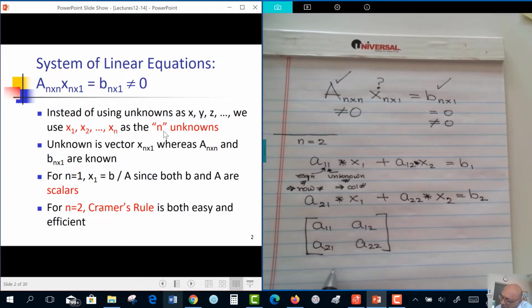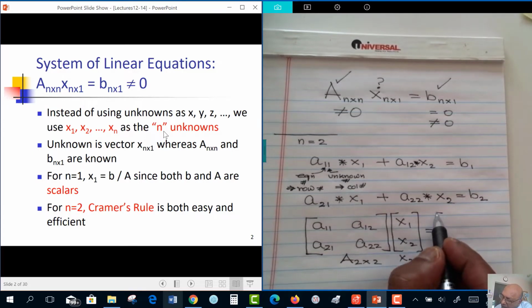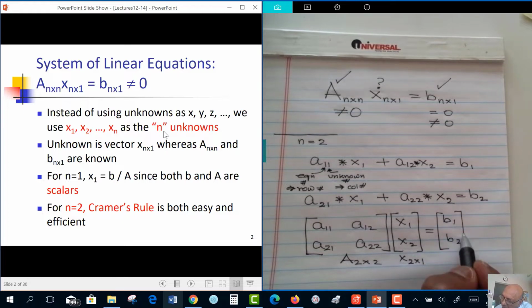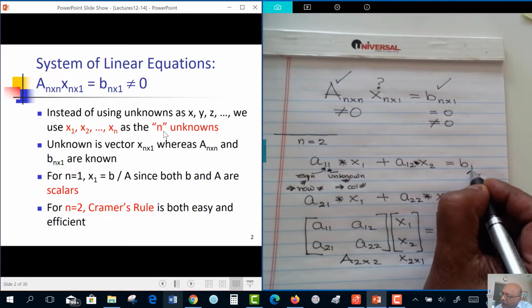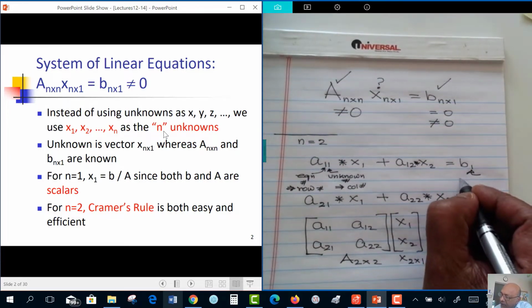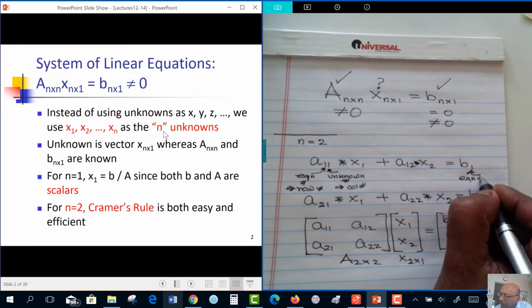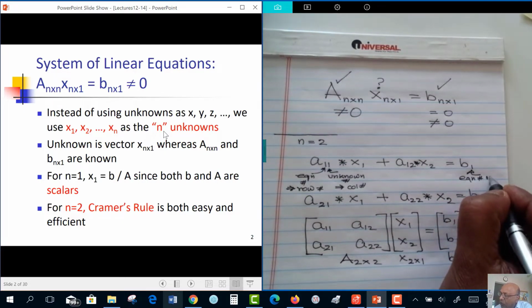Now what we do is we collect all the A elements together, and this becomes our matrix A, which is size 2 by 2. We collect all our x's together to make a column vector. So this is 2 by 1. And we collect all the b's together. When we look at the subscript of b, that represents our equation number or row number.